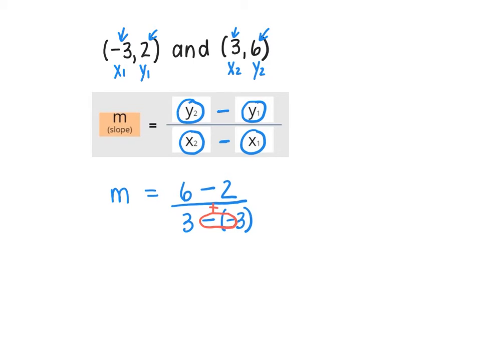So what this means is our slope, or our m value, is going to be 6 take away 2, which is 4 for our rise, and then 3 plus 3, which will be 6 for our run. We can simplify this to 2 over 3. And we always leave our slope as fractions because it makes it easier to count the rise and the run when we're plotting it on a graph.